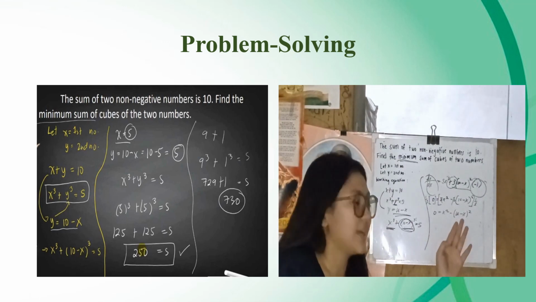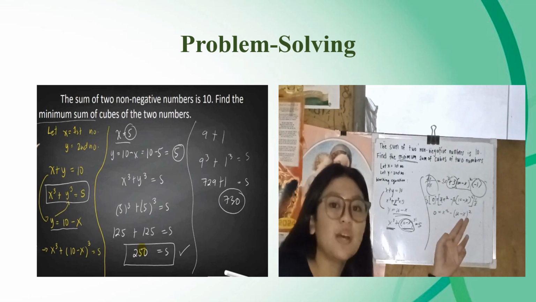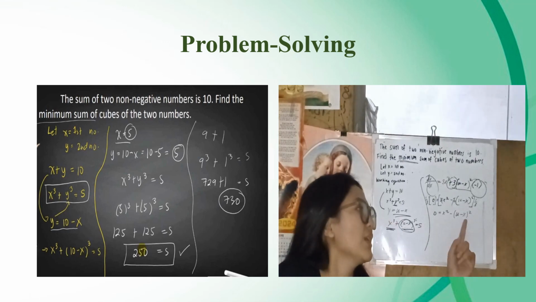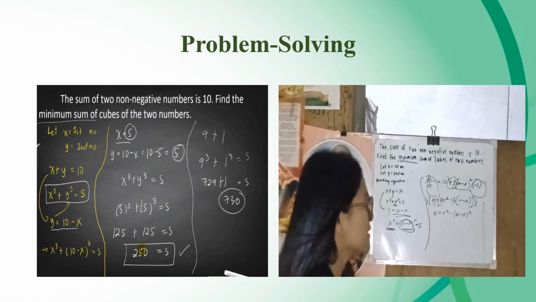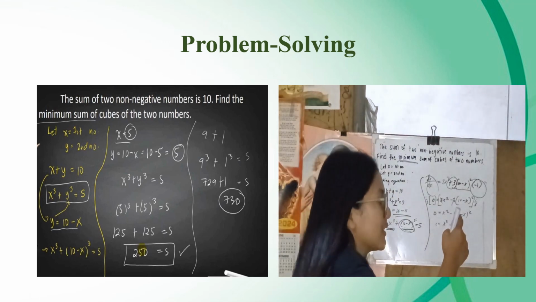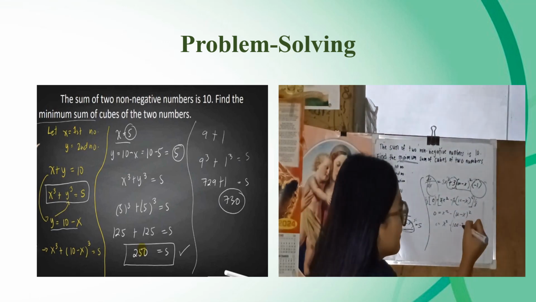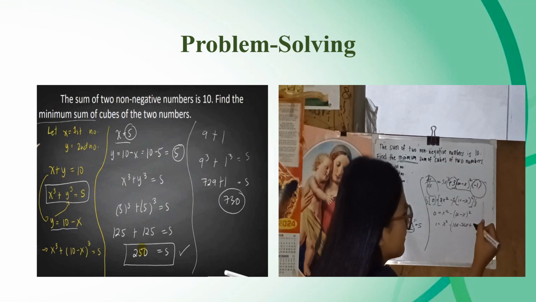We have a square of a binomial, so let us expand. 10 times 10 is equal to 100. Then 10 times negative x times 2 is negative 20x. Then negative x squared, positive x squared.